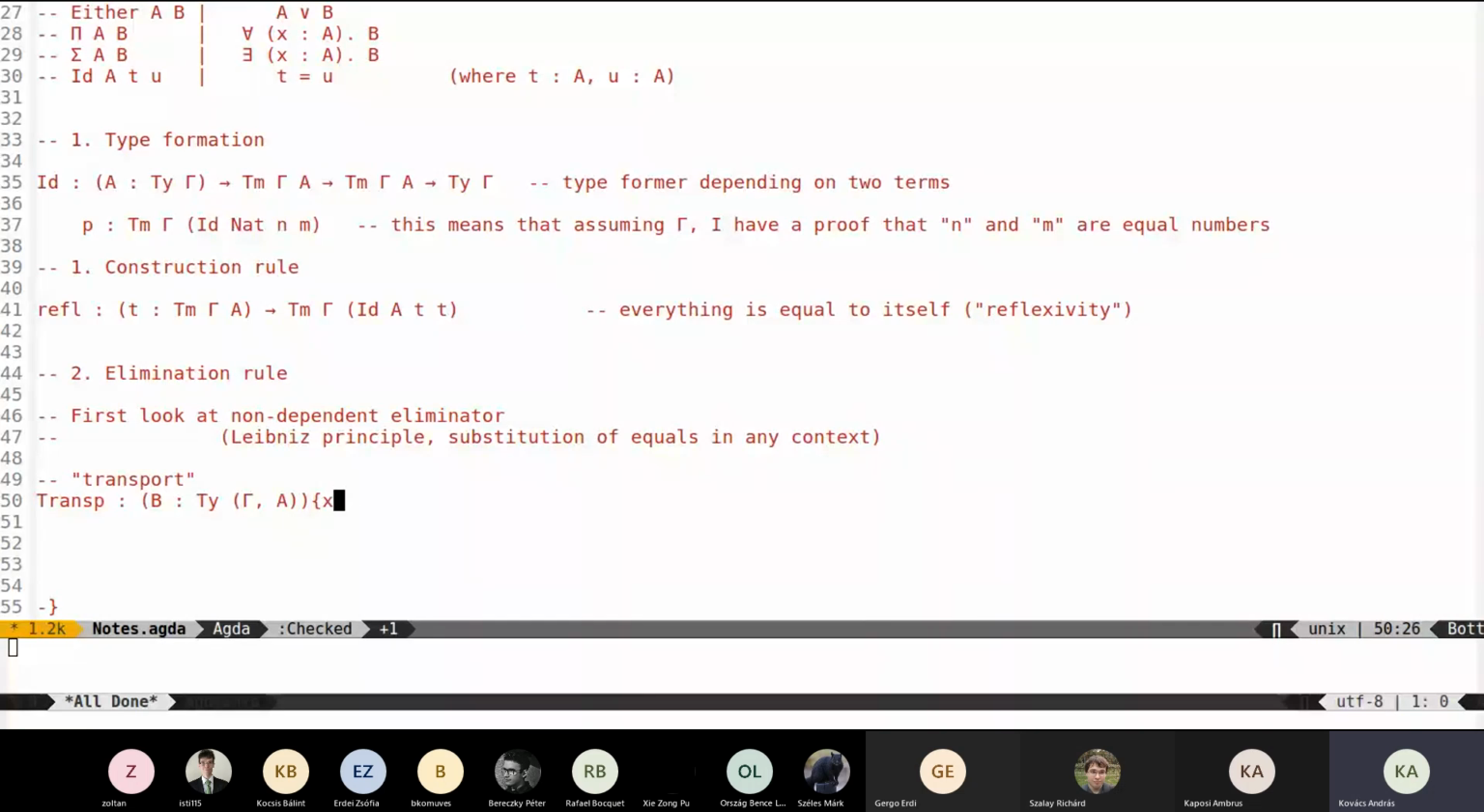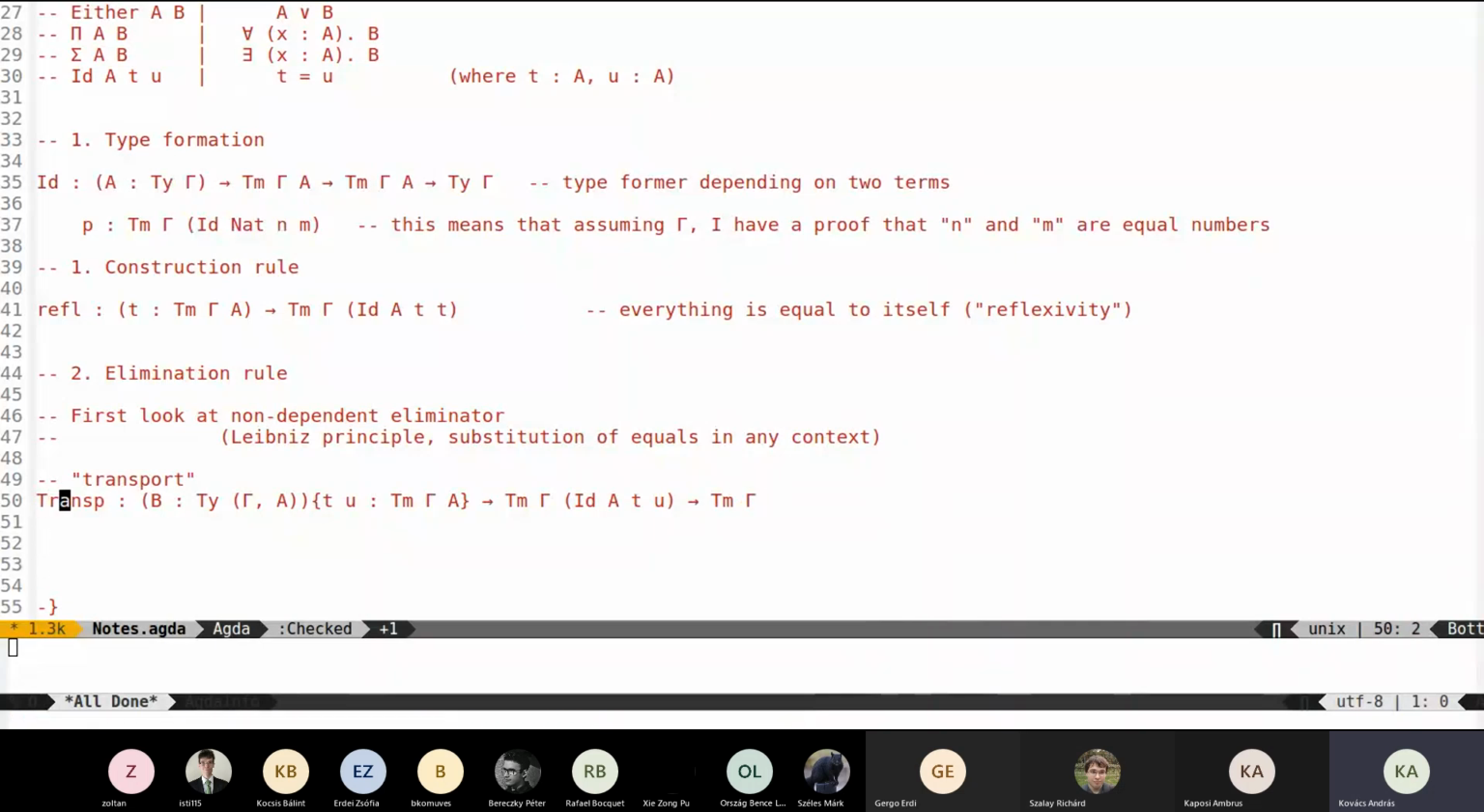Yeah, so let's say that we also have these two terms with type A. So this is kind of an Agda notation for these implicit arguments. So I'm introducing here this T and U, and I also have a proof that T and U are equal. So I have a proof that in A, T and U are equal.